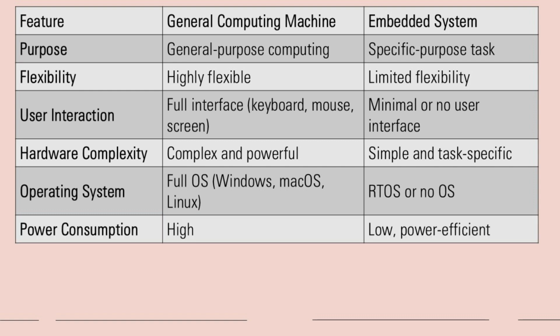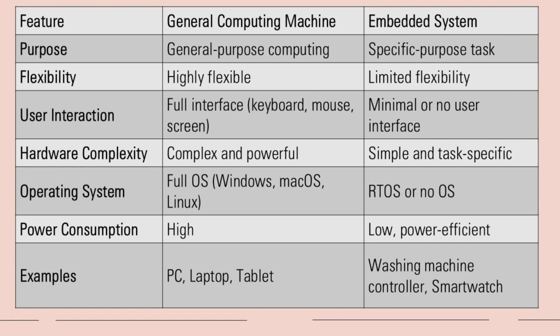Next is the sixth point: power consumption. General computing machines consume more power, especially desktops and laptops. Embedded systems are usually optimized for low power usage, which is why they are used in battery-powered devices.